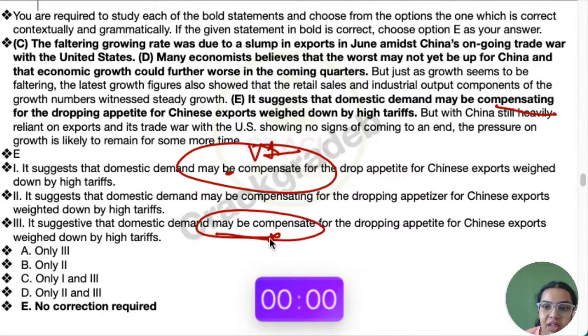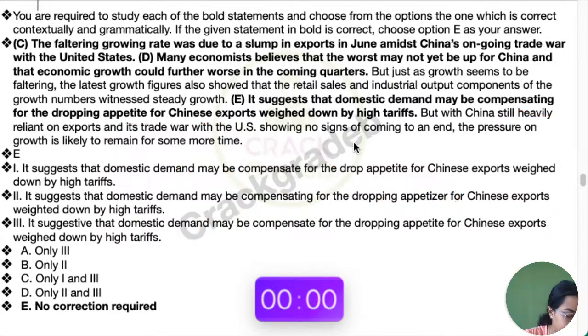Maybe compensating for dropping appetizer. It's not the food appetizer, but dropping appetite for export. This appetite means metaphoric appetite over here. The desire to have something, that craving, or you would want to satisfy yourself with something. It's used for that context, okay? But if you use the word appetizer, it would literally mean the restaurant appetizer, so we cannot use this.